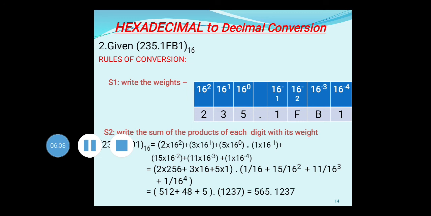You have to solve the integer part and write the number there, and solve the fractional part and write the number after the decimal point. That number you copy here. So the final answer you get is 565.1237. This is the equivalent decimal number of hexadecimal number 235.1FB1.